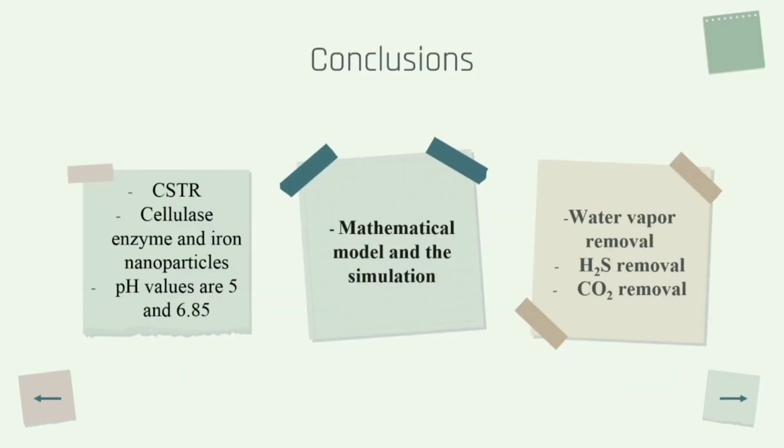So, we now come to the conclusion. For Reaction Engineering 1, CSTR is used, cellulose enzyme and iron nanoparticles are chosen for CSTR1 and CSTR2 respectively, and the selected values are 5 and 6.85 for CSTR1 and CSTR2 respectively. Meanwhile, for process simulation and modeling, the students are able to determine the complete mathematical model and run the Aspen HYSYS simulation software. Lastly, for separation process 2, water vapor, H2S and CO2 are removed.